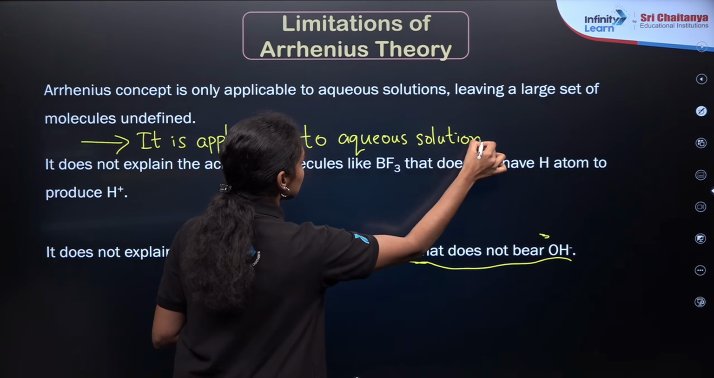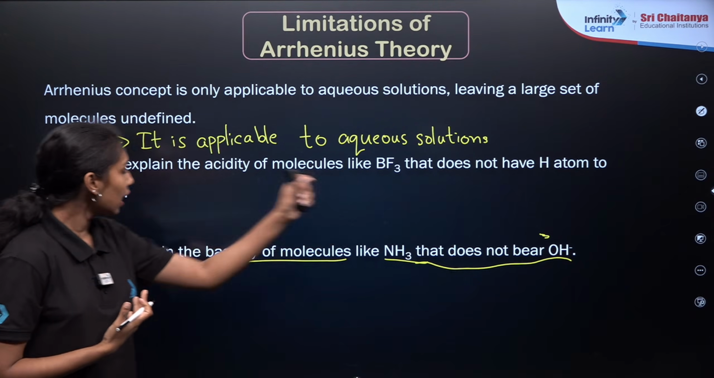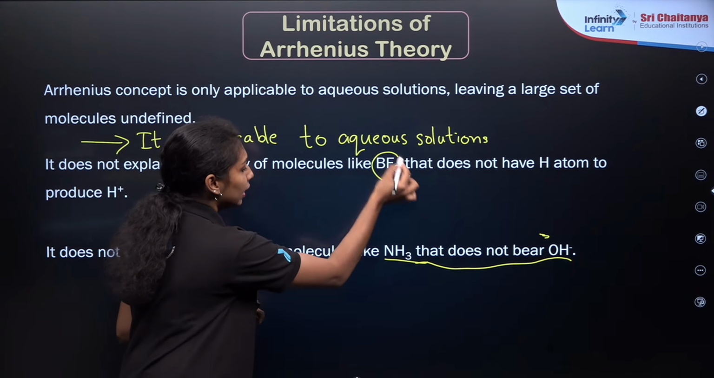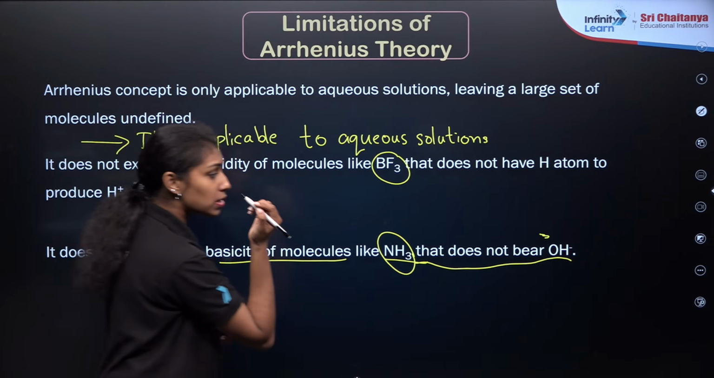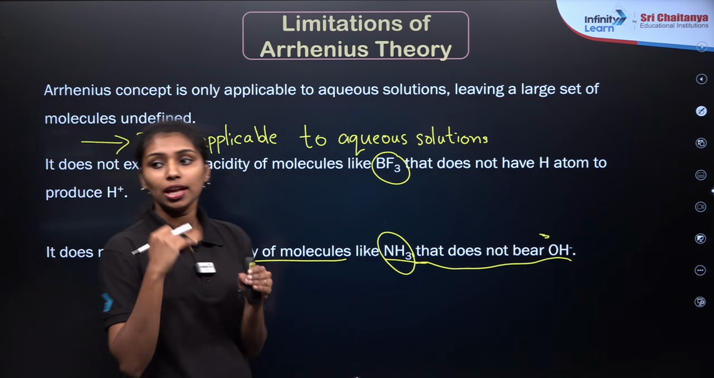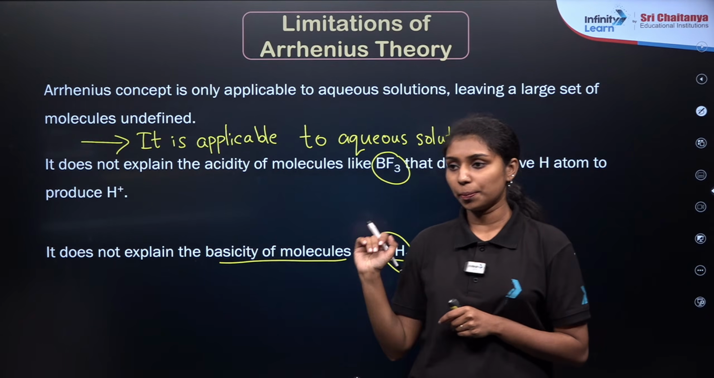Then another limitation is that, for example, a substance like BF3 does not have any H plus atom to produce H plus ion, but it has acidic behavior, right? And if you are taking the ammonia molecule, there is no presence of OH minus ion, but it also has basic character. So this theory fails to explain the existence of these compounds as an acid or base.